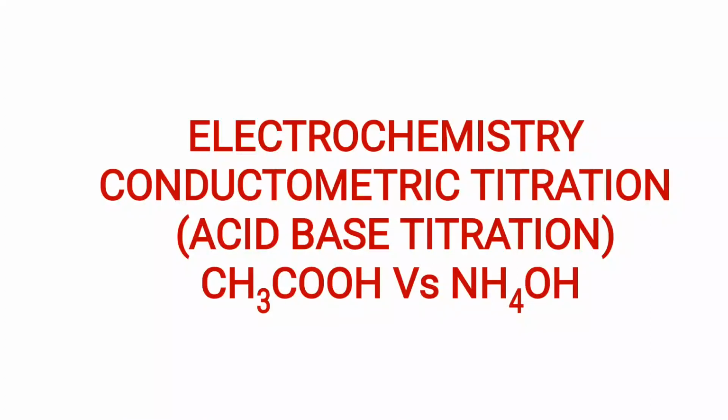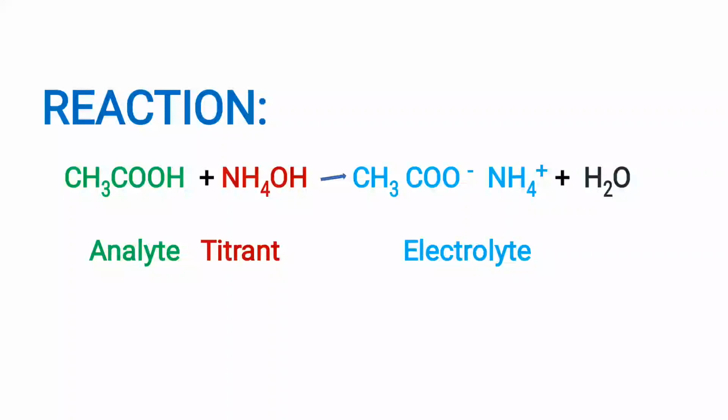You have already seen in the previous video conductometric titration of acid-base titration in case of strong acid versus strong base, strong acid versus weak base, and mixture of acid versus strong base. Today we are going to see the topic of conductometric titration, acid-base titration in case of weak acid versus weak base. We have taken the example of weak acid and weak base. Acetic acid is taken as weak acid, ammonium hydroxide is weak base. Acetic acid is the analyte and ammonium hydroxide is the titrant, which is taken in the burette.